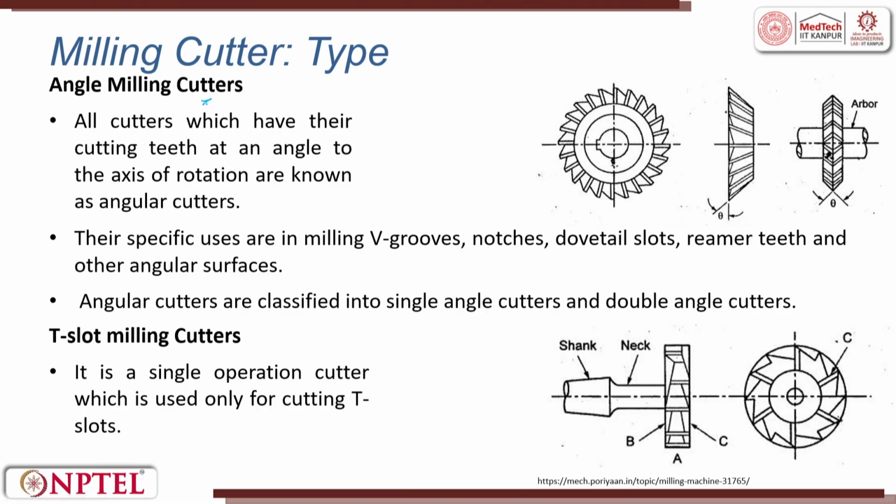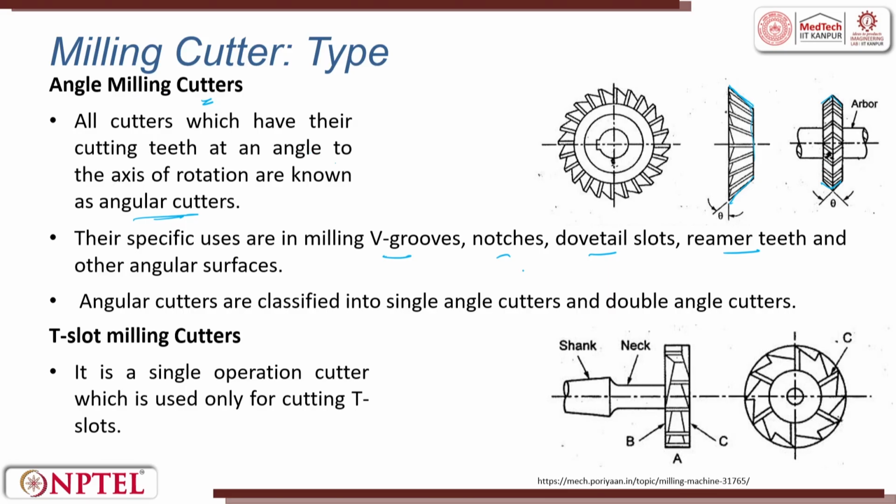You have angle milling cutters. All cutters which have their cutting teeth at an angle to the axis of rotation are called angle cutters. So, this is an angle cutter. This is used to cut V grooves, notches, dovetail slots, reamer teeth, etc. Here there is an angle on the base of the cutter itself. That is what we call an angle milling cutter.